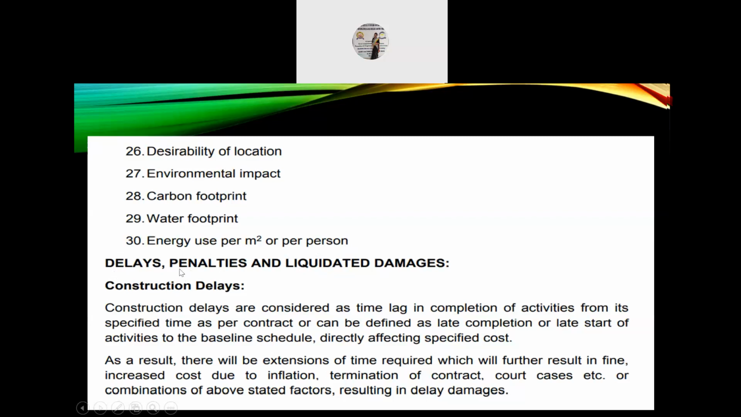The next topic is delays, penalties, and liquidated damages. Construction delays. Construction delays are considered as time lag in completion of activities from its specified time as per contract, or can be defined as late completion or late start of activities to the baseline schedule directly affecting specified cost. As a result, there will be extensions of time required which will further result in fine, increased costs due to inflation, termination of contract, court cases, etc., or combinations of above stated factors resulting in delay damages.